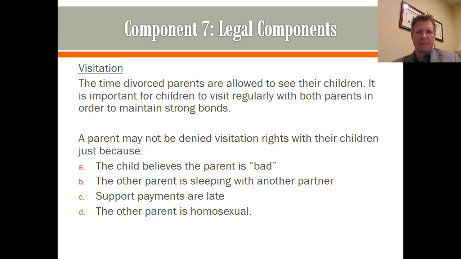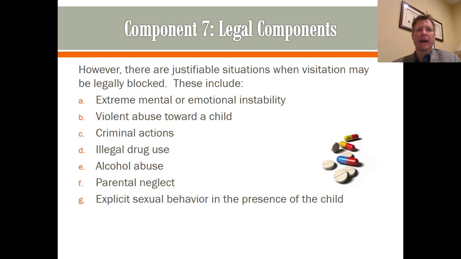A parent may not be denied visitation rights with their children just because the child believes the parent is bad, the other parent is sleeping with another partner, support payments are late, or the other parent is homosexual. However, there are justifiable situations when visitation may be legally blocked. These include extreme mental or emotional instability, violent abuse toward a child, criminal actions, illegal drug use, alcohol abuse, parental neglect, and explicit sexual behavior in the presence of the child.